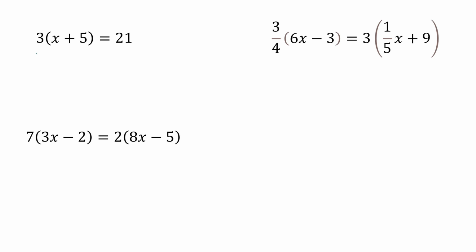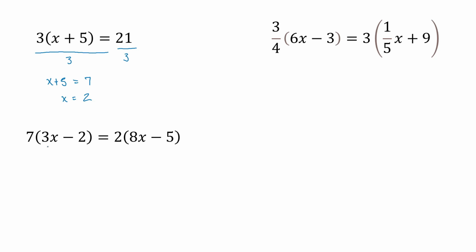So for this first equation, I'm going to divide both sides by 3 first. That's going to leave me with x plus 5 is equal to 7. Then I simply subtract 5 on both sides and x equals 2. That's a pretty simple one. Let's move on to the problem that's right below it.